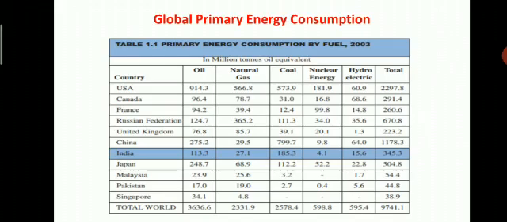Most of the countries are covered: USA, Canada, France, Russia, United Kingdom, China. See the figure of China. Regarding oil, 113.3 million tons oil equivalent. Primary energy consumption of fuel in 2003, 27.1 million tons. I am telling you the figures of India: 185.3 million tons, 4.1 million tons, 15.6 million tons, and regarding this total we get 345.3 million tons. This is a chart of primary energy consumption by the year 2003.